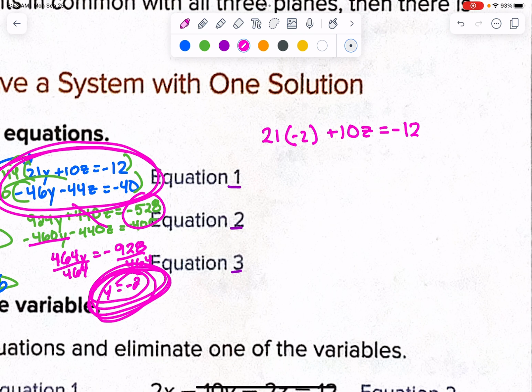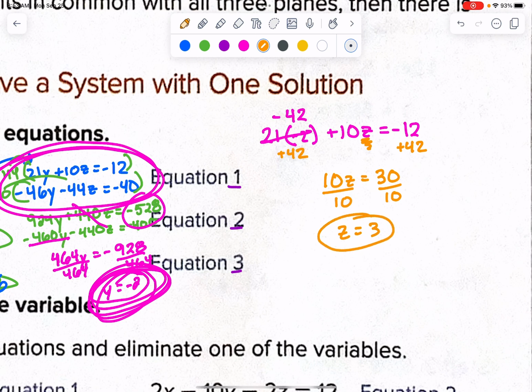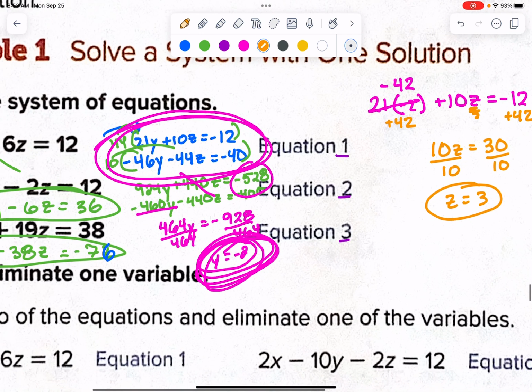So 21 times negative 2 is negative 42. Okay, and then I'm going to add 42 to the other side because I'm solving for z. Add 42, add 42. So I have 10z equals negative 12 plus 42 is 30. And look, that's going to come out nice again. These should mostly come out. Yeah, I think they'll all come out nice with whole numbers, okay? If you get a decimal, then check your work because you probably did something wrong, okay? Z equals 3. Now, the last thing I have to do is solve for x.